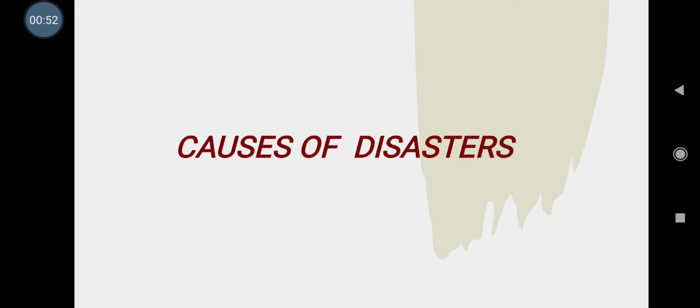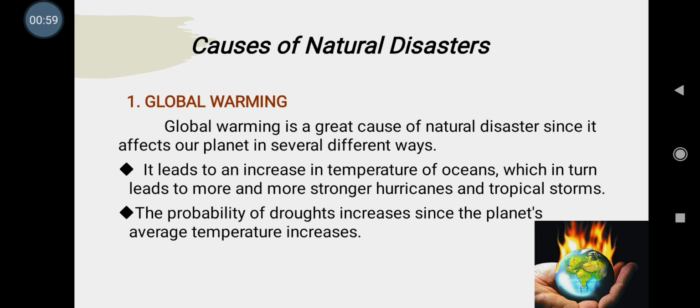I'm just explaining it very briefly as we all are familiar with it. First one, causes of natural disasters. First is global warming. It's the increasing concentration of carbon dioxide on Earth's surface, and it leads to increasing temperature of oceans, which in turn causes hurricanes and tropical storms on the one hand, and on the other hand it can cause increasing probability of drought.